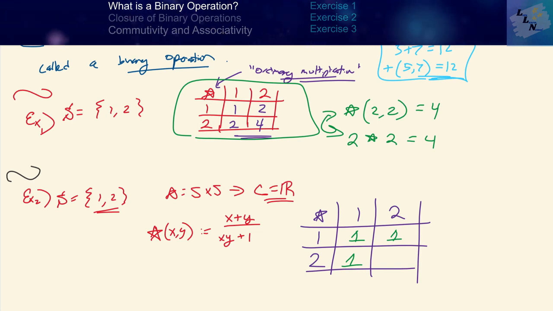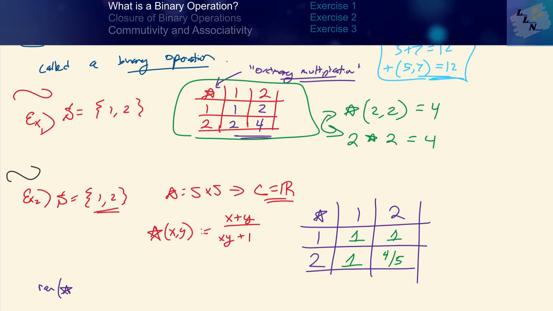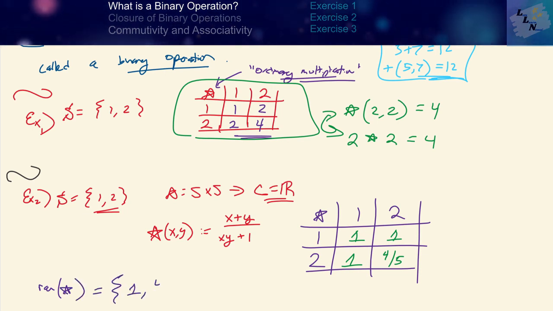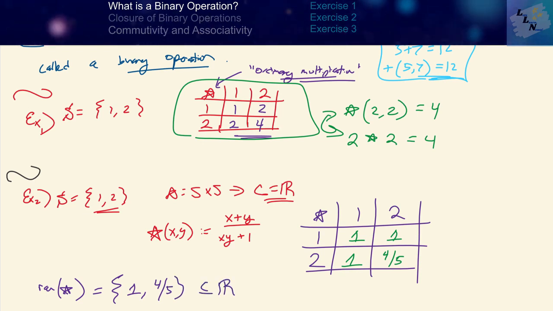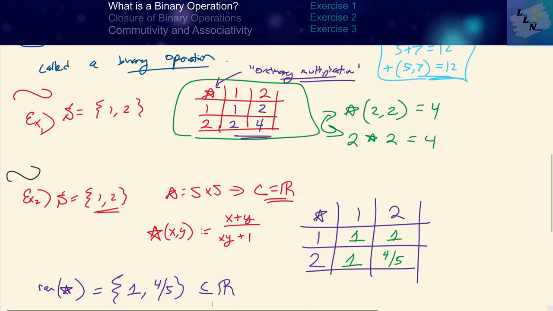And then when we plug 2 into both x and y, we have 2 plus 2 is going to be 4. 2 times 2 is 4, plus 1 is going to be 5. So we get 4 fifths as our element for (2, 2). So we can clearly see that the range for this particular mapping star is going to be the set of values 1, 4/5, right? Which is clearly a subset of our codomain R.